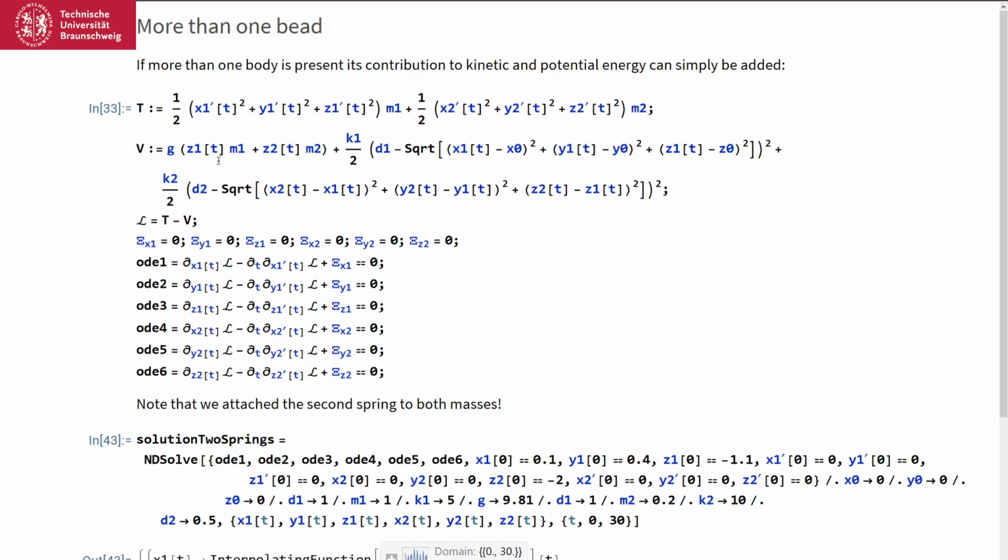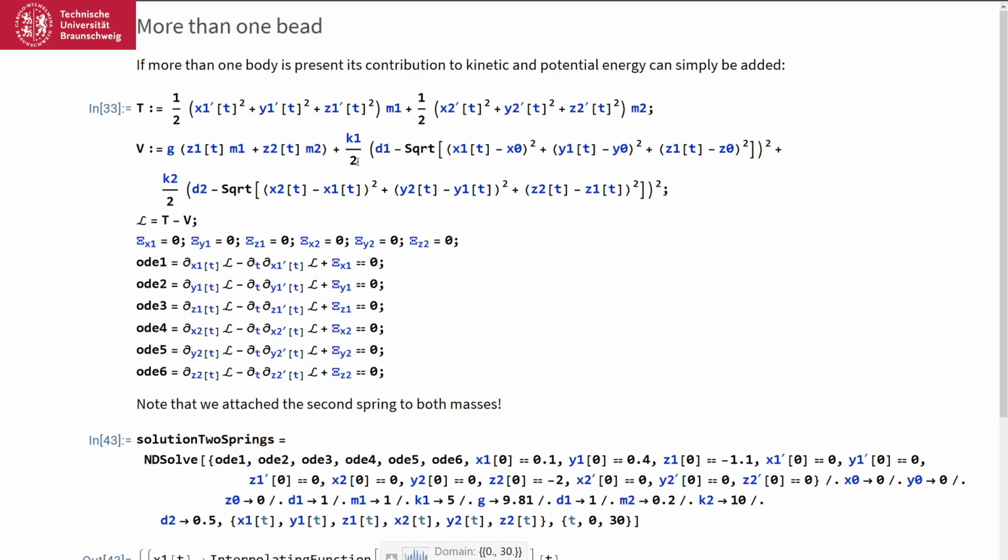The only difference is that all kinetic energy goes in T and all potential energy goes in V. Now there are two types of potential energy. The gravitational field, so there's a position Z of the first particle and Z of the second particle, and then there's the potential energy of the spring. And here comes the connection of the two bodies, which depends on your arrangement of the system.